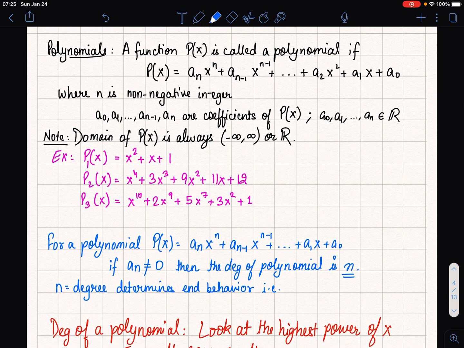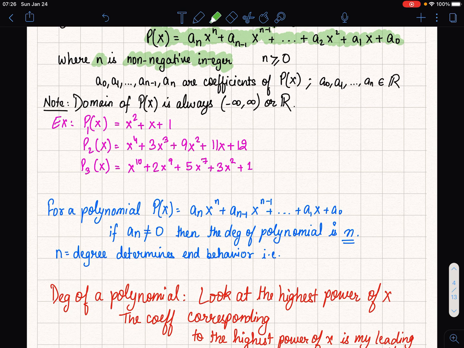We now move to a category of another important function known as the polynomials. A function p of x is called a polynomial if it can be written in the form p of x equals an x raised to power n plus an minus 1 x raised to power n minus 1 plus similarly a2 x squared plus a1x plus a0, where n is a non-negative integer, that is, n is always greater than or equal to 0.